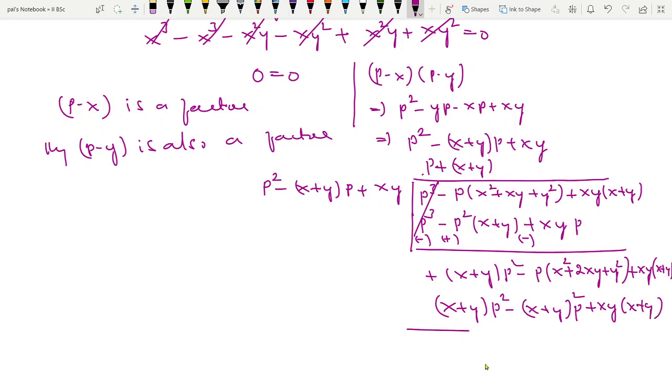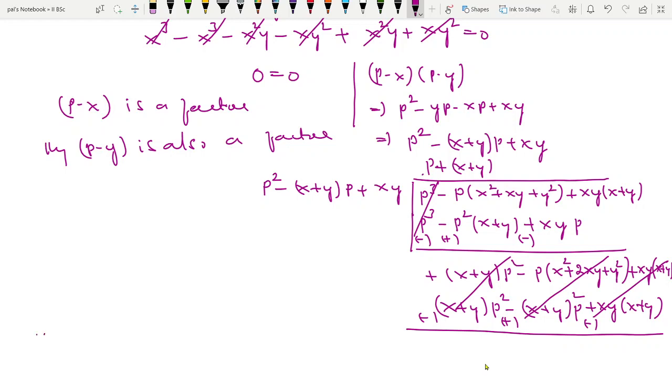Next step, this is minus and this is plus, these two cancel. Next, you see x square plus 2xy plus y square is x plus y whole square, and this is also x plus y whole square into p. These are negative, plus, you can cancel these two. Similarly, xy into x plus y cancels with xy into x plus y. So the other factor is p plus x plus y.